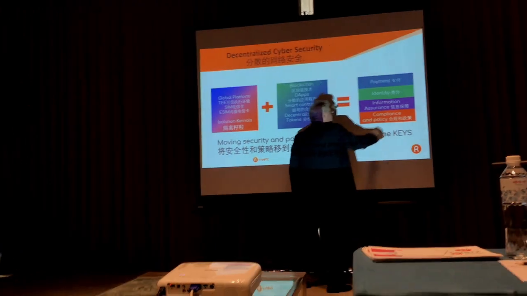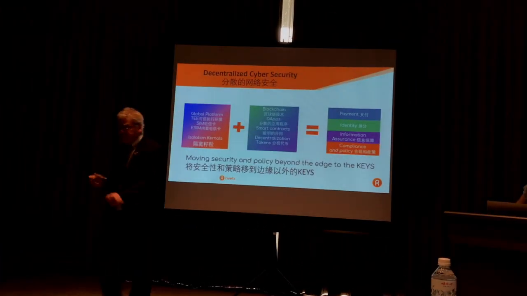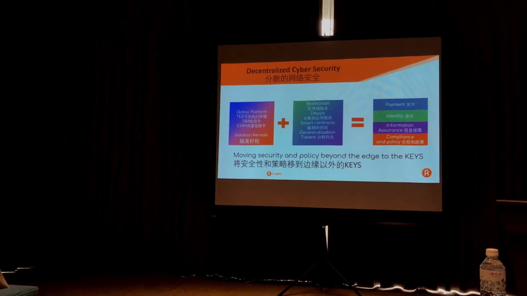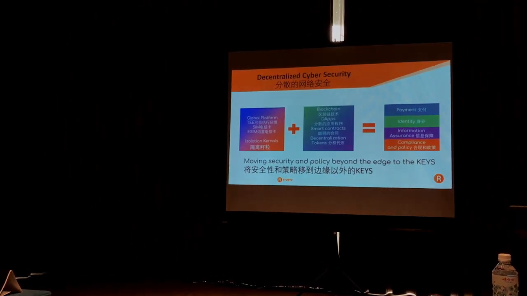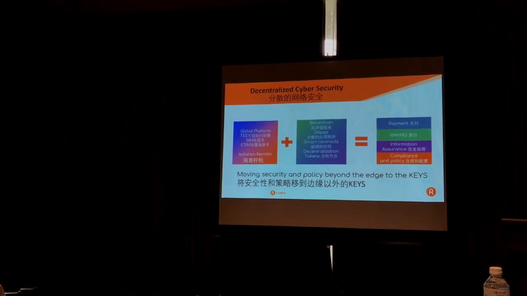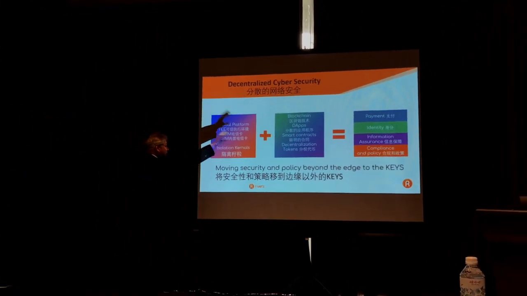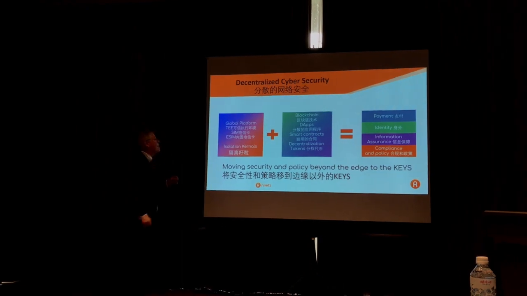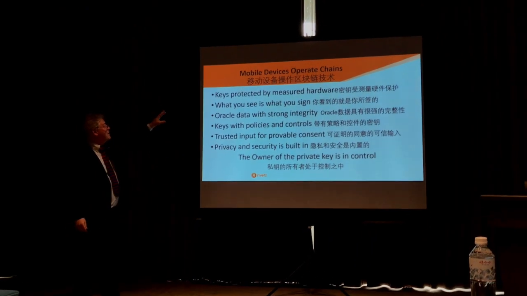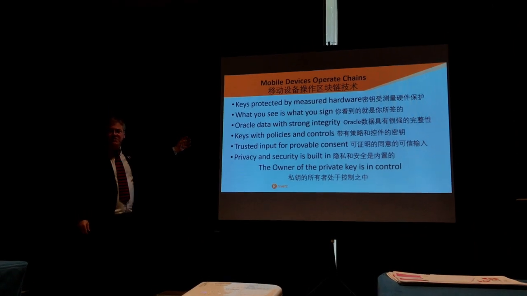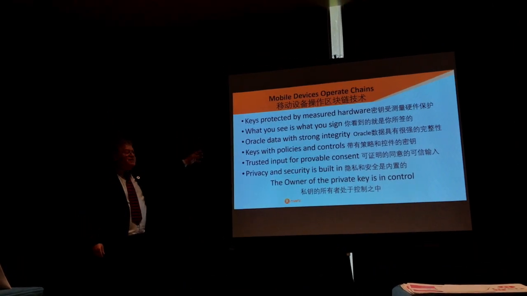And information assurance. Actually, the Chinese government is very concerned about security on these smartphones, and that's why they demand that Huawei and every single Chinese smartphone vendor protect Alipay and WeChat Pay. In the back end, it's still China UnionPay servers. So, moving security policy beyond the edge to the keys. Next. Mobile devices operate chains. I think I probably explained that, but just another slide. Fluff, we don't need to see that. Next.